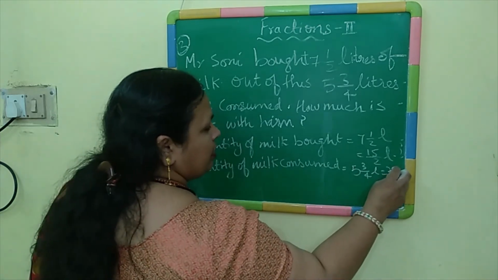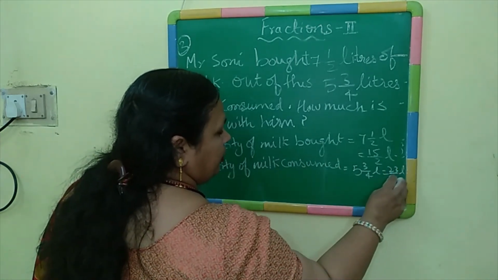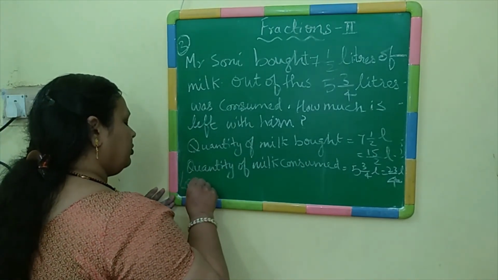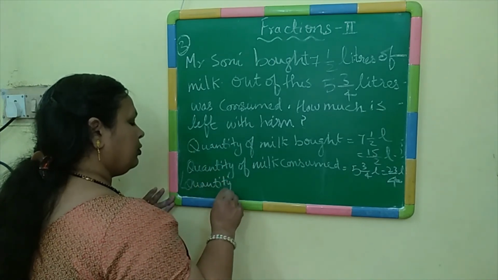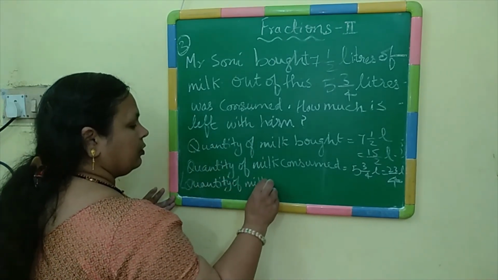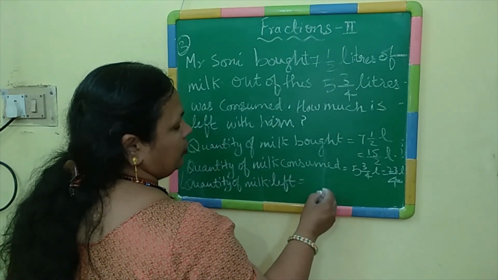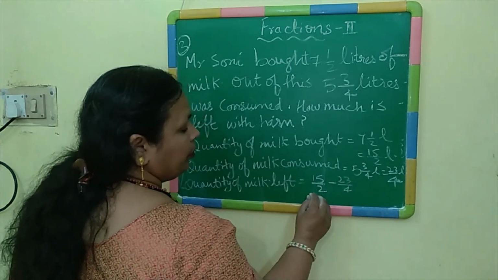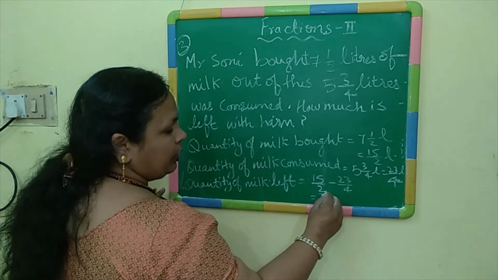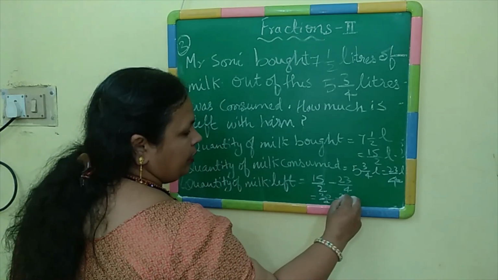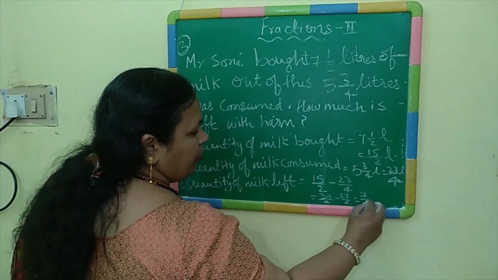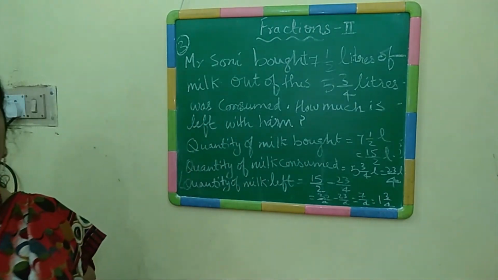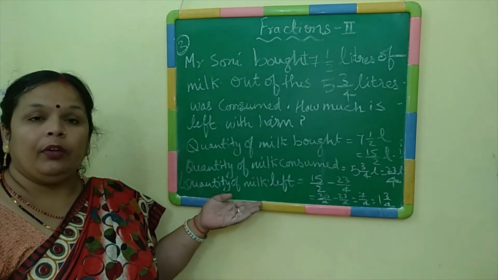Five fours are 20. 20 plus 3 is 23 by 4 liter. Clear? Now, how much was left? 15 by 2 minus 23 by 4. Now this value multiplies by 2, that is 30 by 4 minus 23 by 4, which will give you 7 by 4. 7 by 4 is 1 3 by 4. So 1 3 by 4 liter of milk is remained with him.